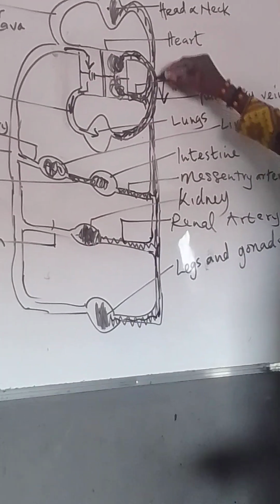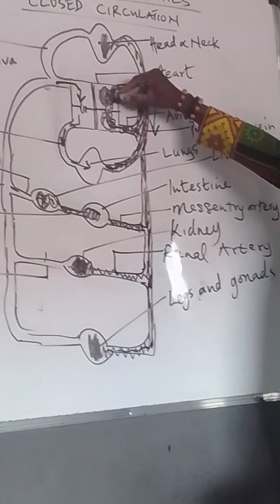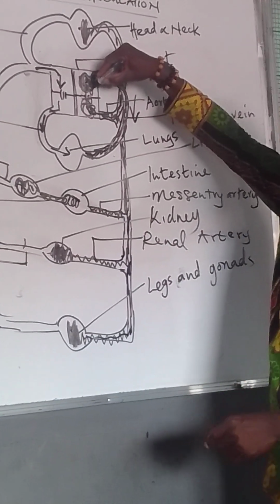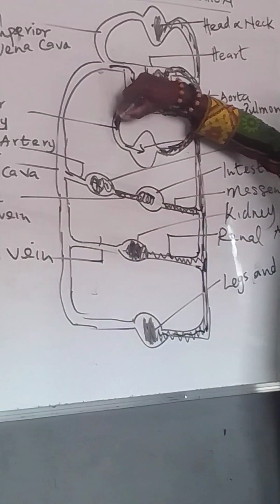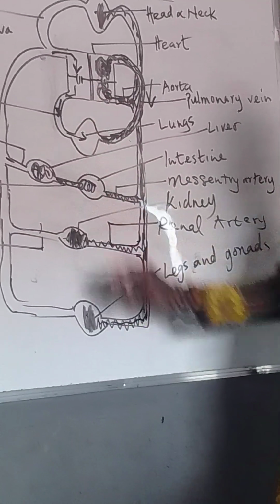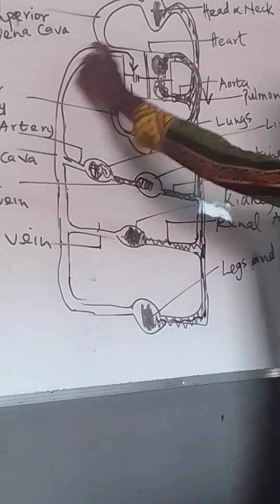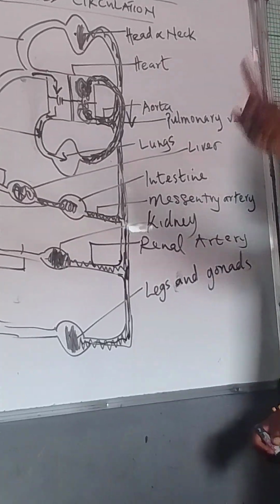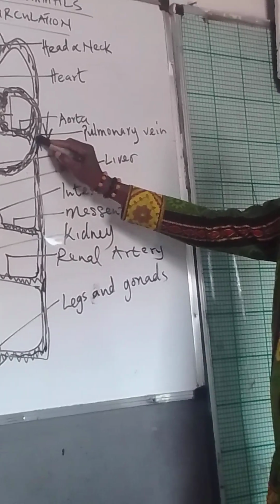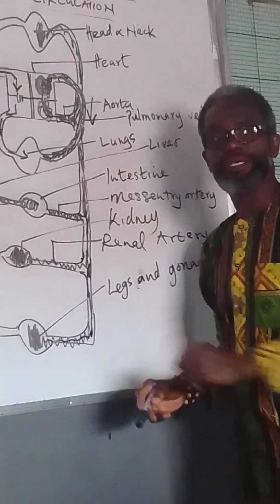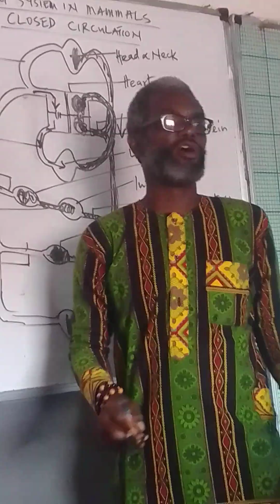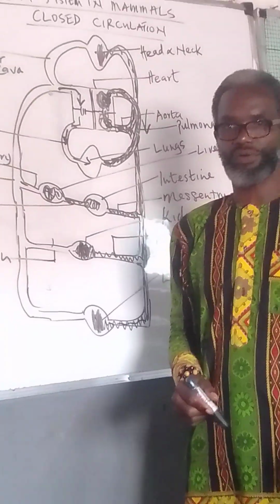You see that all the arteries have oxygenated blood, except one artery. Which artery does not have oxygenated blood? Pulmonary artery. This one does not have oxygenated blood. All veins do not have oxygenated blood. All these are veins. They do not have oxygenated blood, except one vein. Pulmonary vein has oxygenated blood. Are you with me? Yes, sir. So it's only the pulmonary that is opposite in the rule of arteries and vein behavior.